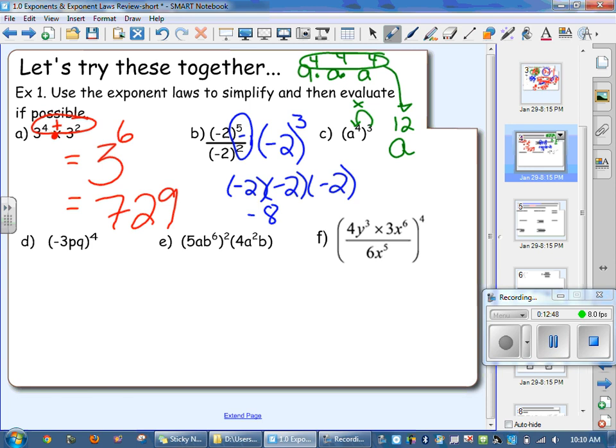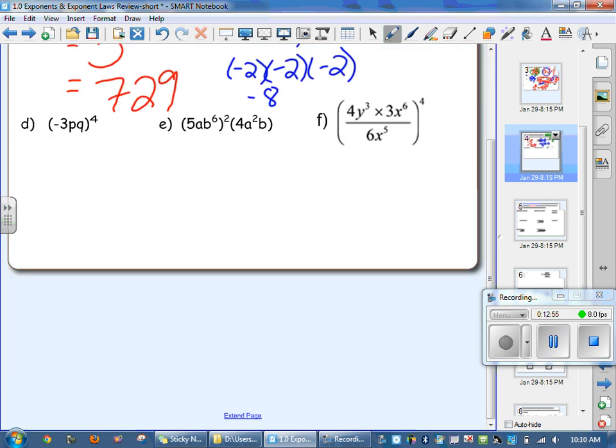If we take a look at letter D. Am I going too fast for anybody? If I am, please ask me to slow down, okay? I do tend to talk fast.